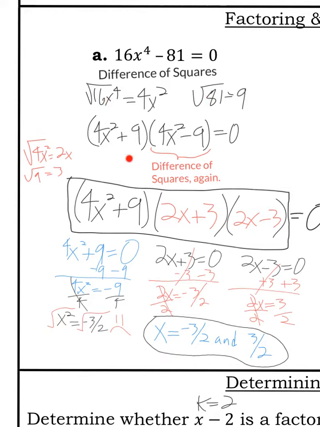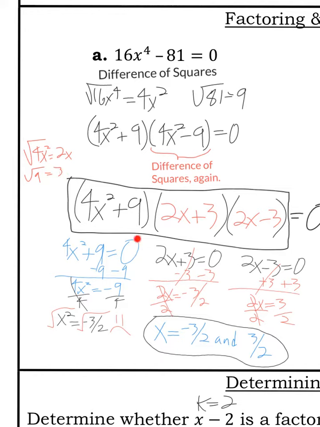And then the difference of squares pattern says you use those square roots, but make one plus and make one minus. And the thing with this one is you have the difference of squares again. How do I know that? Because there's a minus sign, there's 2 terms, and each of those 2 terms has a square root. 4x squared square rooted is 2x. 9 square rooted is 3. So I'm going to say 2x plus 3 and 2x minus 3.